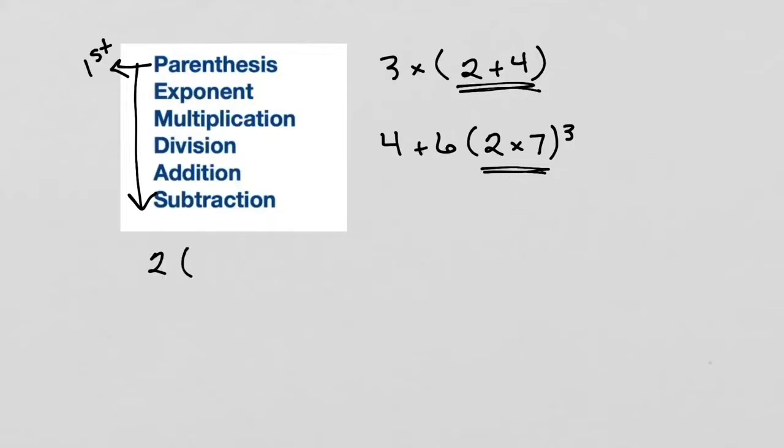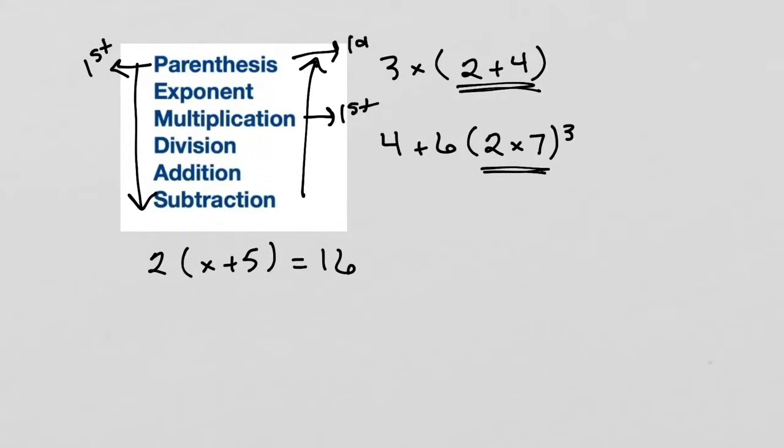2 parentheses x plus 5 equals 16. Remember, 2 parentheses x plus 5 is the same as 2 times parentheses x plus 5. Here, since the x plus 5 is in parentheses, we will call it a parentheses operation. So we have a multiplication operation and a parentheses operation. Using the reversal of the order of operations, we will do the multiplication first and parentheses last.